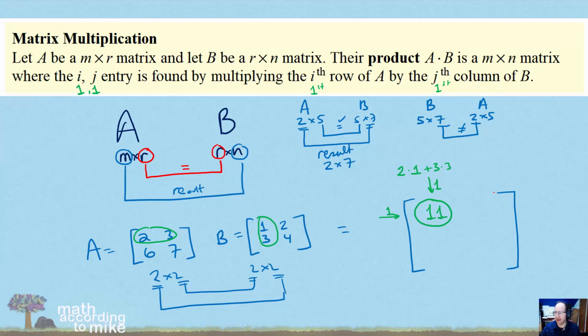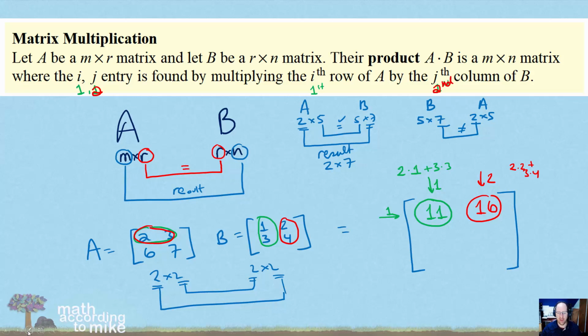Let's try another one. Let's find this entry here. What row is it in? It's in the first row. What column is it in? It's in the second column. So to find the 1, 2 entry, we multiply the first row of A by now the second column of B. So first row, second column. That's going to look like 2 times 2, multiplying corresponding entries, plus 3 times 4. 4 plus 12, 16.